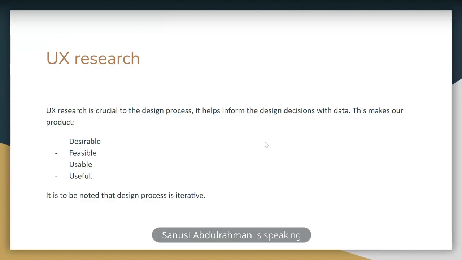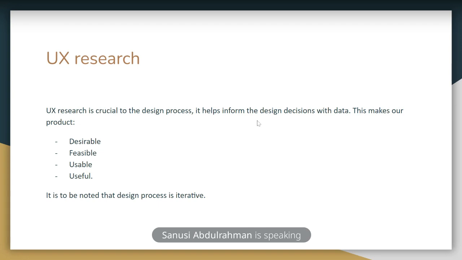So UX research. UX research is crucial to the design process. So it helps you inform the design decisions with what? With data. So data helps in informing design decision. They say a man with no data has no opinion. So anyone that does not have a data has no opinion.